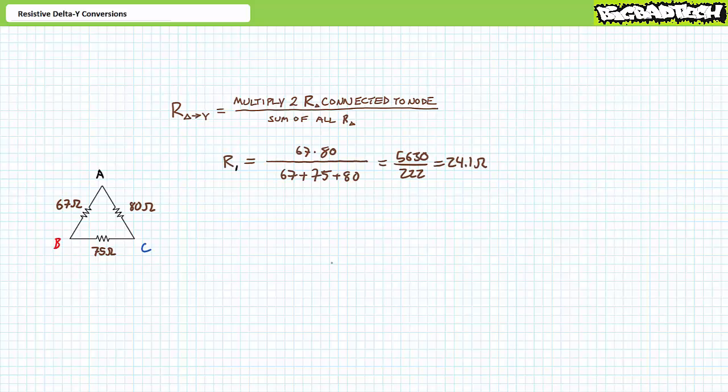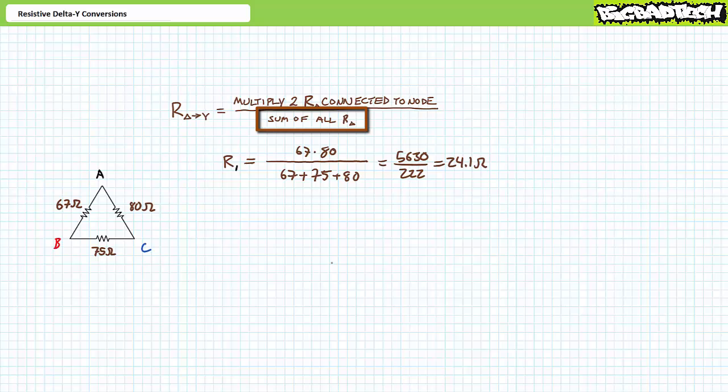To solve for Y resistance R1, we would multiply the two delta resistance elements connected to node A. This would be RAB and RCA. Then we would divide this by the sum of all delta resistances, RAB plus RBC plus RCA. Our formula suggests that R1 is 24.1 ohms directly attached to node A.